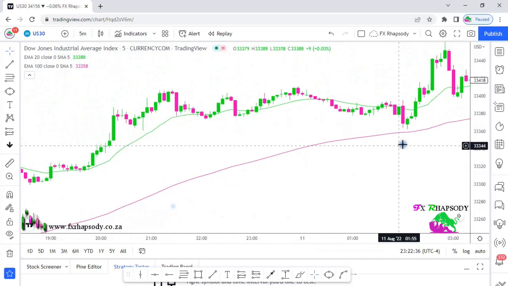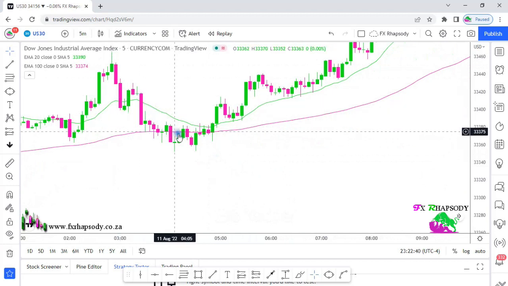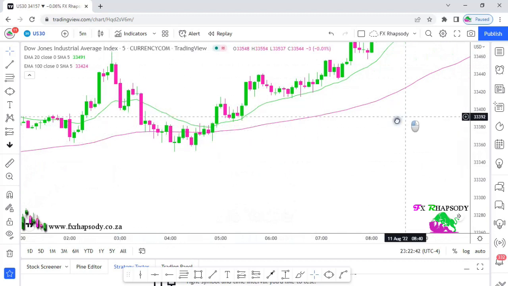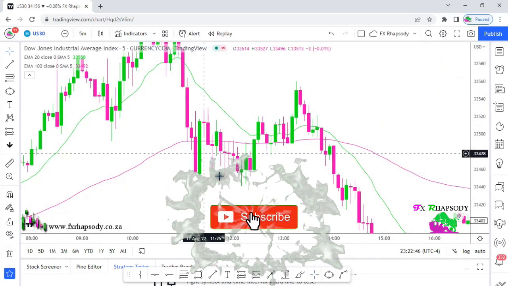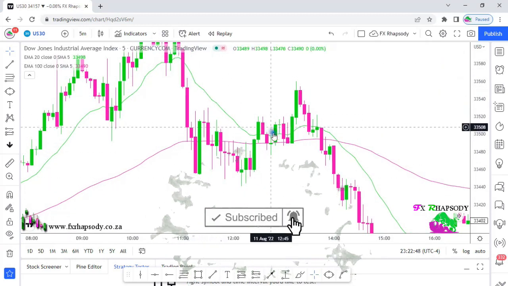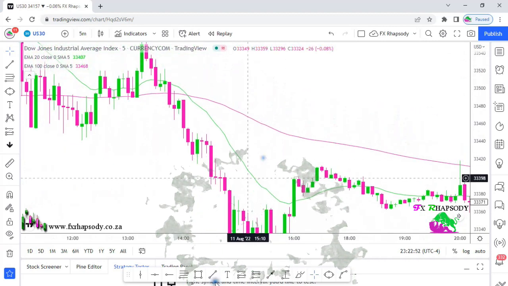Over here we can see price going up. Here we can see price going down, passing that, but we don't see a cross of the two lines. Similar to this, price goes down, but the two EMAs still stay above each other. And here we go, another example.